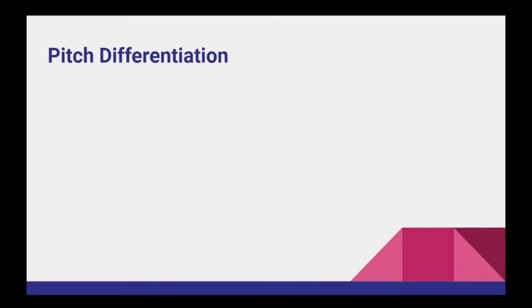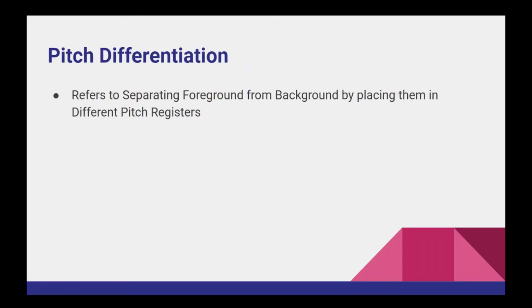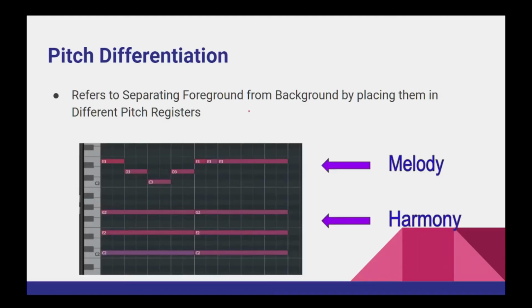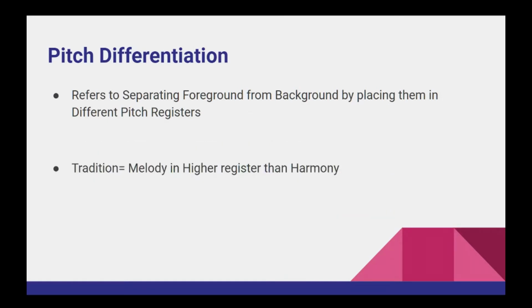Pitch differentiation refers to separating the foreground material and the background material by placing them into different pitch registers. For example, the melody could be played in a higher register than the harmony. This is actually the default and preferred way to write them. The reason being that the human ear actually gravitates towards higher pitches. So whatever material is being played in the highest register is going to have an automatic advantage over the lower material. This means that if your melody is written in a higher register than your harmony, then your audience will have a natural tendency to focus on the melody.